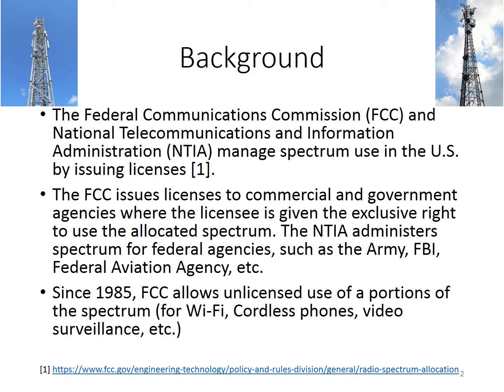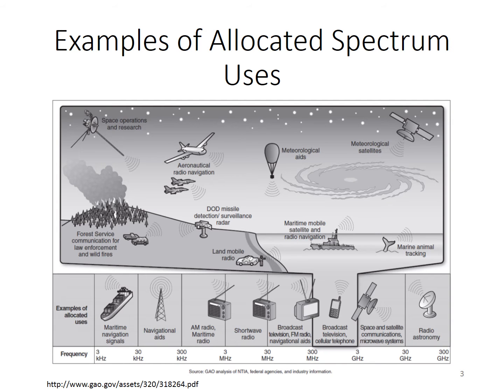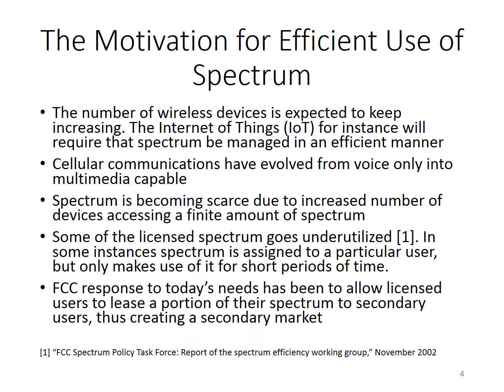The FCC is primarily responsible for issuing licenses to commercial users, while the NTIA manages spectrum for federal agencies. Radio frequencies are allocated for many uses, including navigation and radio astronomy, in addition to radio and television broadcasting and two-way wireless communications. Demand for the radio spectrum is increasing due to several factors, and the spectrum must be used efficiently to meet this demand.